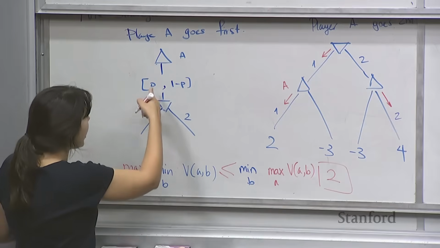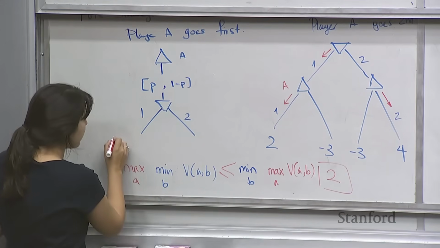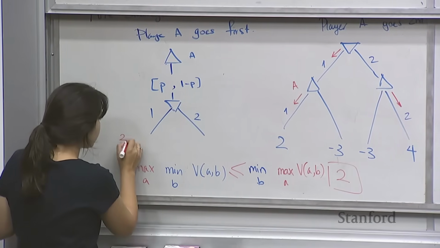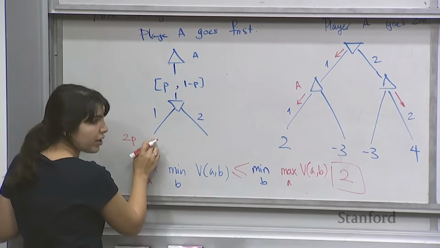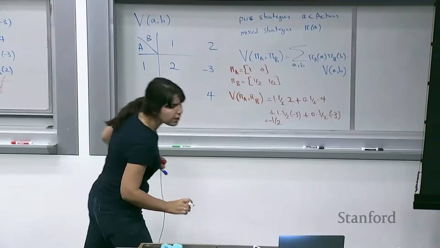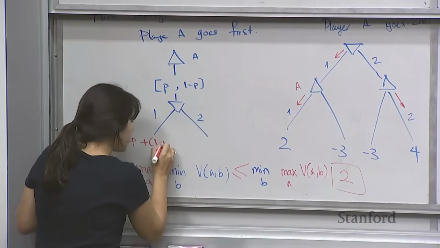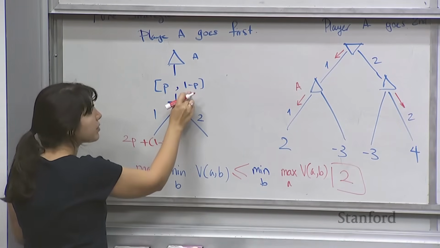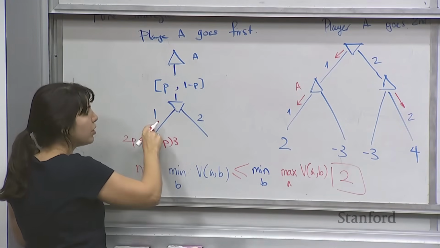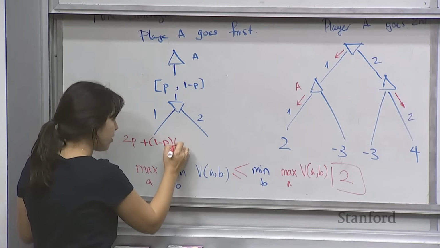So what's going to happen is if you have 1, 1, then that is going to give me value 2, right? So it's 2 times P. I'm trying to write the value here. Am I writing it right? Is it 2 times P plus 1 minus P times 3? So with probability 1 minus P, this guy is going to pick 2. If this guy picks 1, we're going to get minus 3.